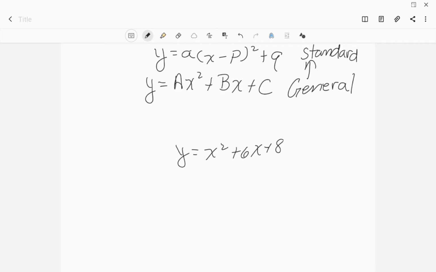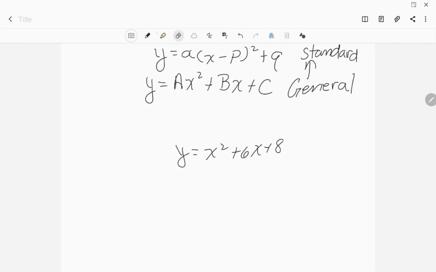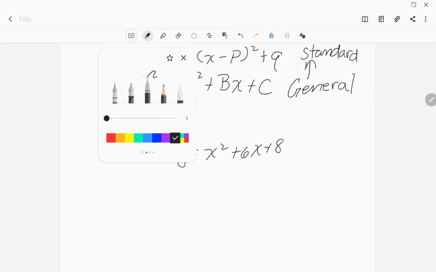So for instance, if instead of this you had x squared plus 6x plus 9, that would actually break down to x plus 3 and x plus 3, which is x plus 3 squared, which is what this is, x plus or minus something squared. You need it, but that's not what we have. We have x squared plus 6x plus 8. We don't have x squared plus 6x plus 9. So what we need to do is to create somehow a perfect square trinomial.